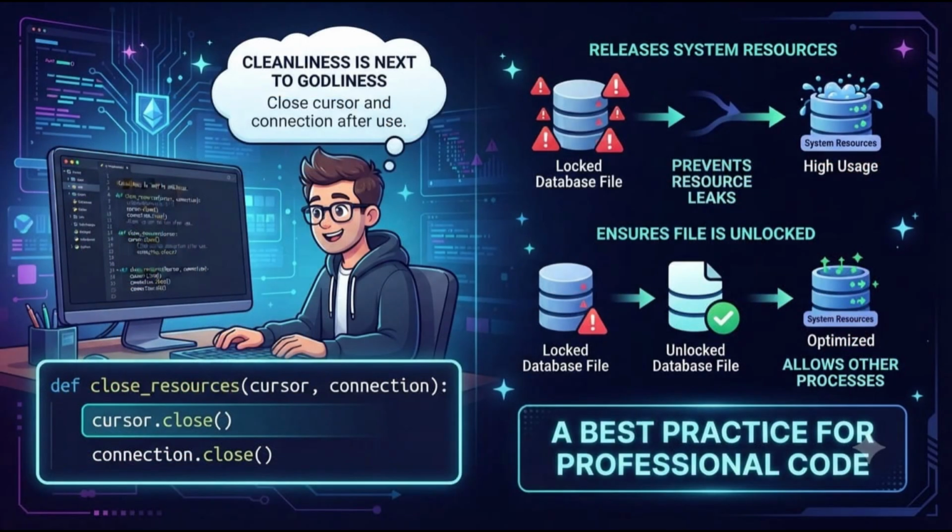We've done a lot. Now, cleanliness is next to godliness in programming. We should close the cursor and the connection using cursor.close and connection.close. This releases system resources and ensures that the database file is unlocked, allowing other processes to access it if needed. It's a best practice for professional code.